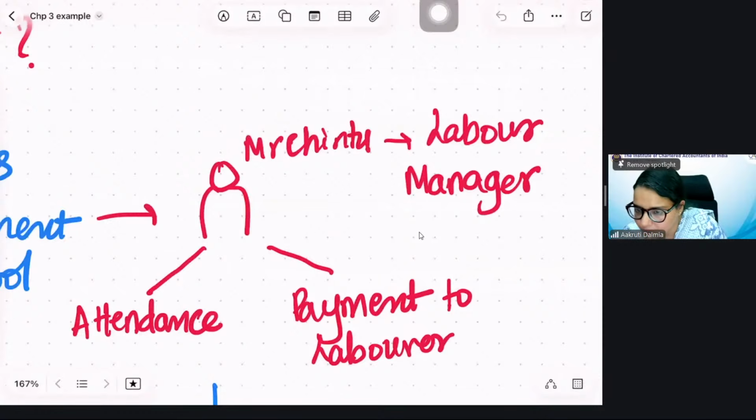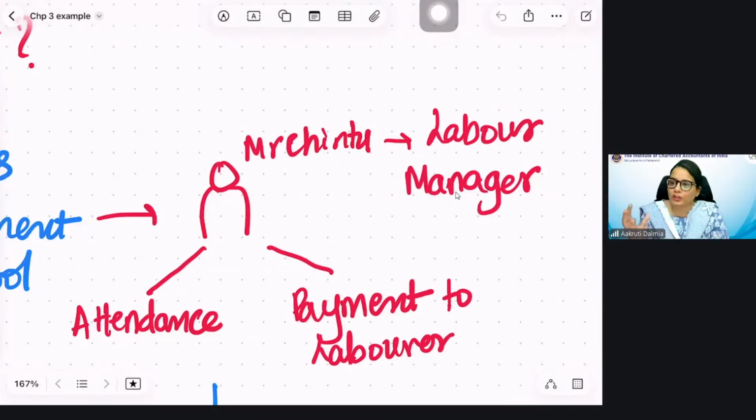Since you chose only one person for the entire internal control system, it may be fraud and it may mislead the entire system, which is attendance and payment. Attendance may be increased and payment also made as extra wages. Thank you, ma'am. Correct. Thank you, Harshal.